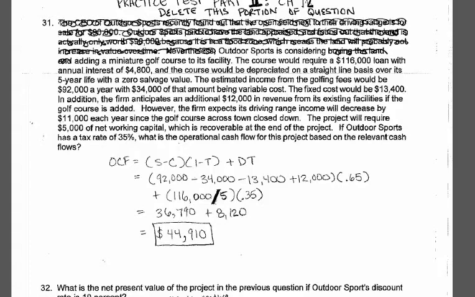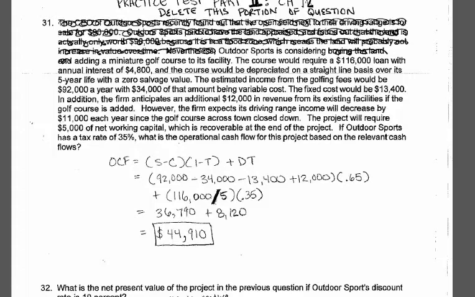The project will require $5,000 in net working capital. That's important, and that is definitely relevant, but it's not going to be relevant for solving for the operating cash flow, which is recoverable at the end of the project. Net working capital just means you might need some extra money up front. Maybe you have to buy some golf balls or golf clubs or something like that, and then when the project's done, you'll sell that stuff back off. You're taking out $5,000 in cash flow in year 0, adding it back in the last year. I'll show you that in problem number 32.